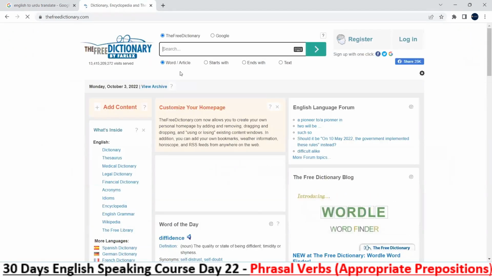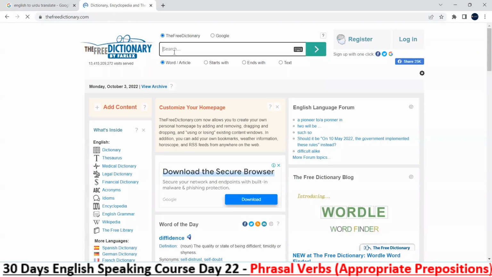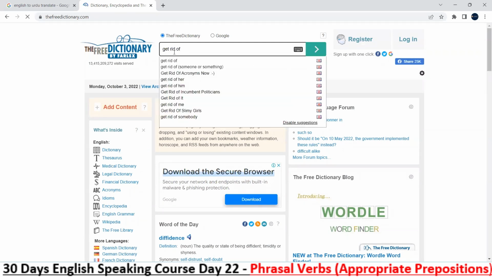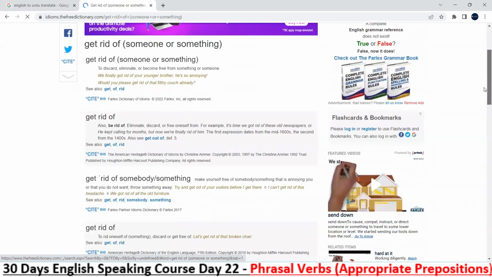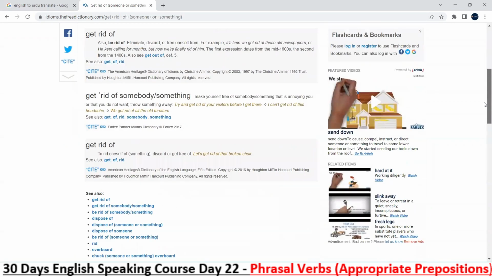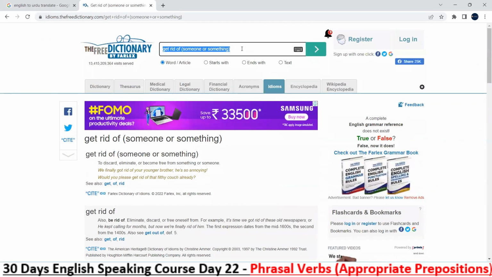So, get rid of. Get rid of something. All right. So what is the meaning of get rid of? Okay. So let me put it this way. Get rid of.